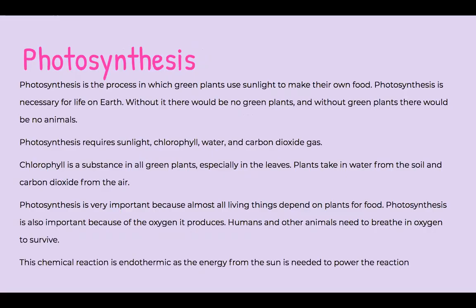Okay, so photosynthesis. Photosynthesis is the process by which green plants use sunlight to make their own food. Photosynthesis is necessary for life on Earth. Without it, there would be no green plants. Without green plants, there would be no animals. So photosynthesis requires a little bit more. It requires sunlight, chlorophyll, water, and carbon dioxide gas. Chlorophyll is a substance in all green plants, especially in leaves. Plants take in water from soil and carbon dioxide from the air.